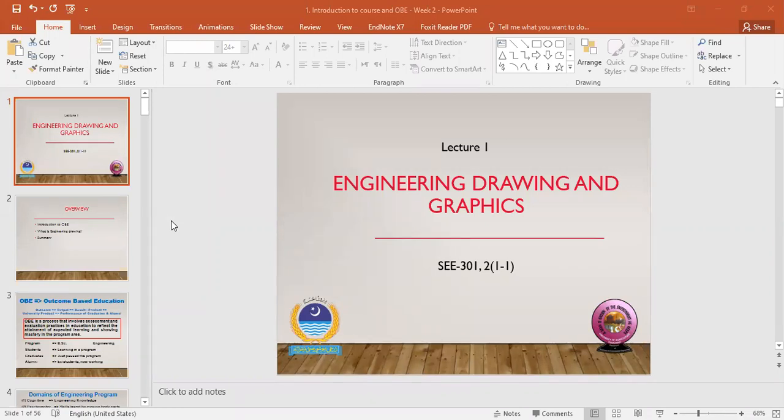Course code is SEE-301. Engineering Drawing and Graphics is the course title and course code is SEE-301, with credit hours 211. It means there are 2 credit hours for this course, 1 credit hour for theory and 1 credit hour for practical.